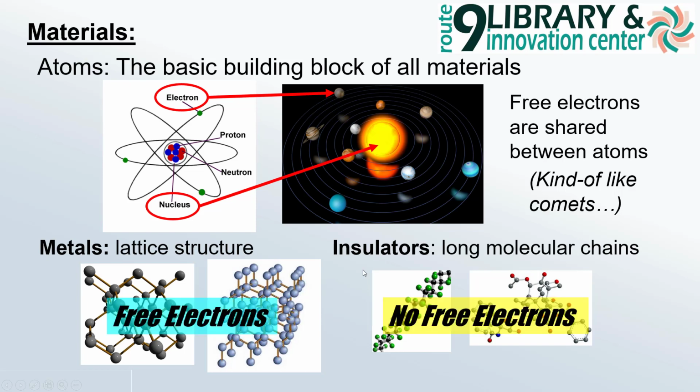So the takeaway from this slide is essentially this. In metals that are made up of atoms within this lattice structure, they do have free electrons that can move about them, but in insulators there are no free electrons. So metals make very good conductors of these electrons, and insulators do not.